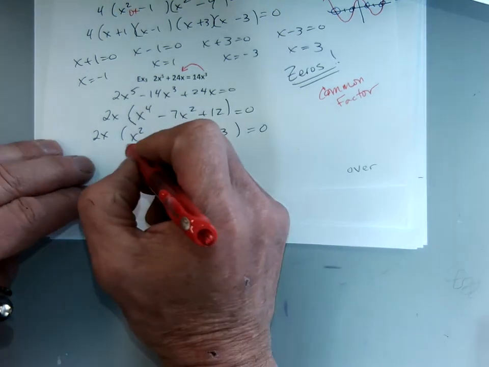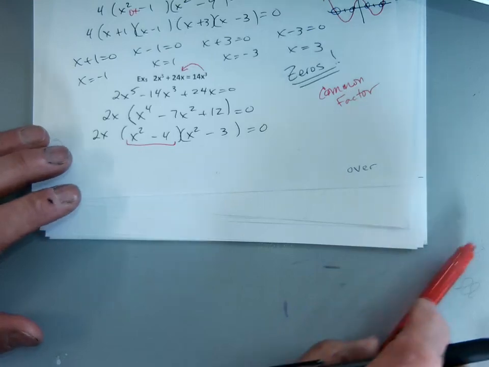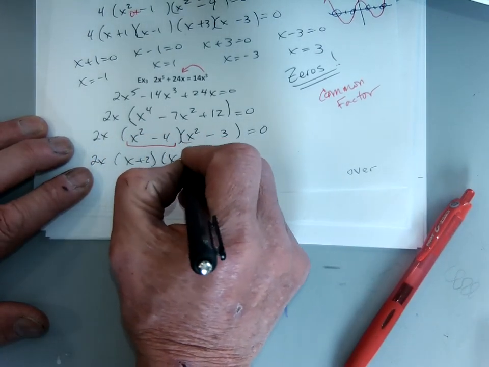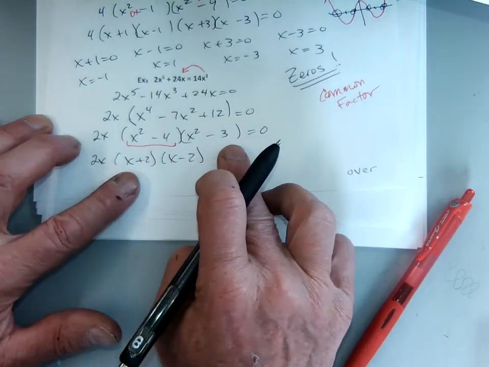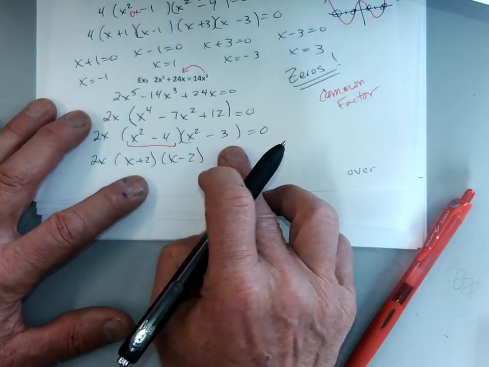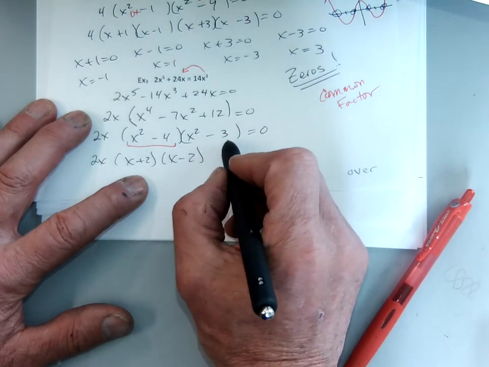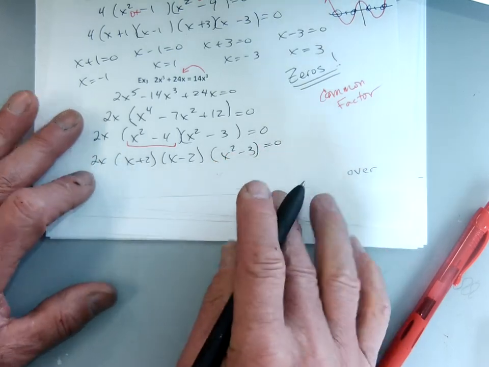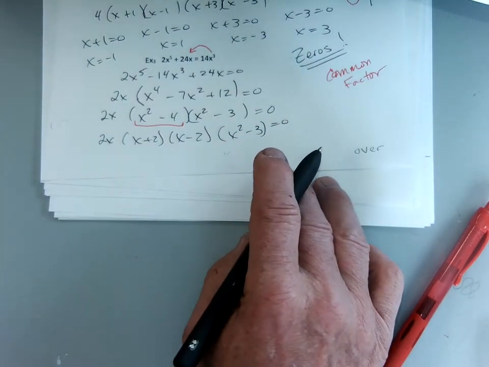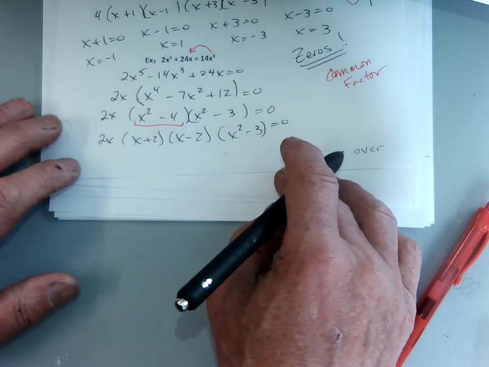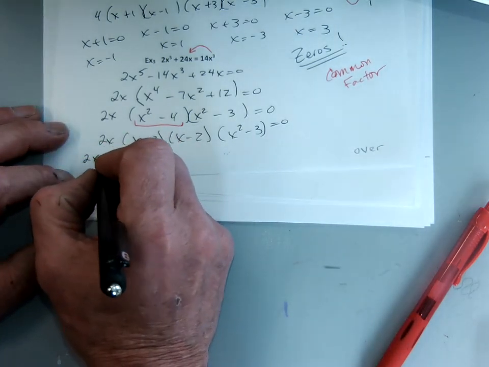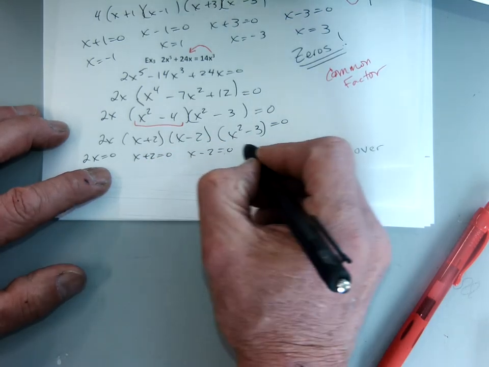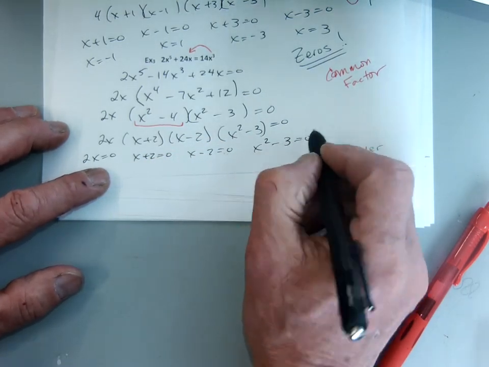So, let's factor this one again. 2x, x plus 2, x minus 2. And this can factor, but you're not really going to see it. It could be an x plus the square root of 3, x minus square root of 3, but let's just leave it as an x squared minus 3 for right now. So you have many equations. We have 2x equals 0, x plus 2 equals 0, x minus 2 equals 0, and x squared minus 3 equals 0.